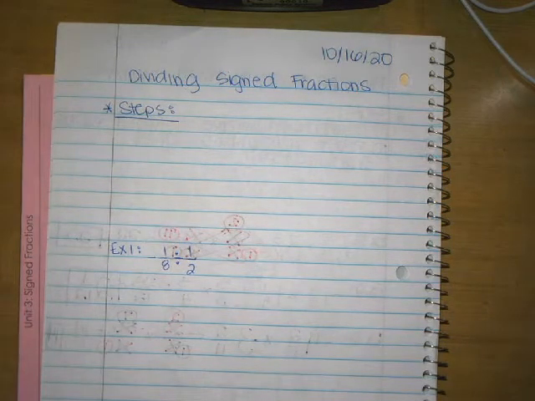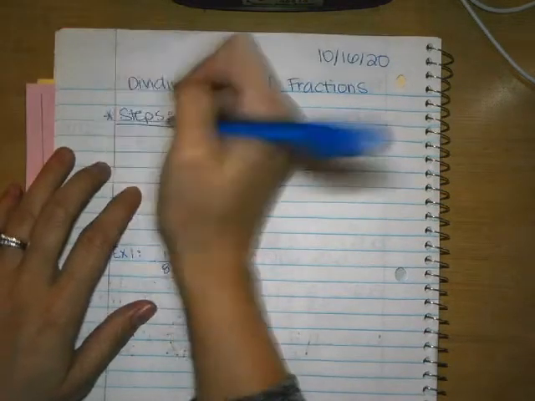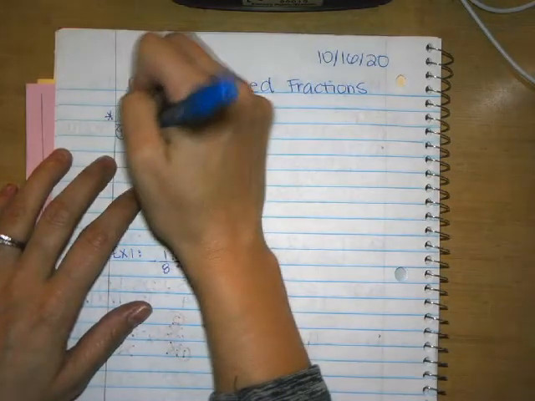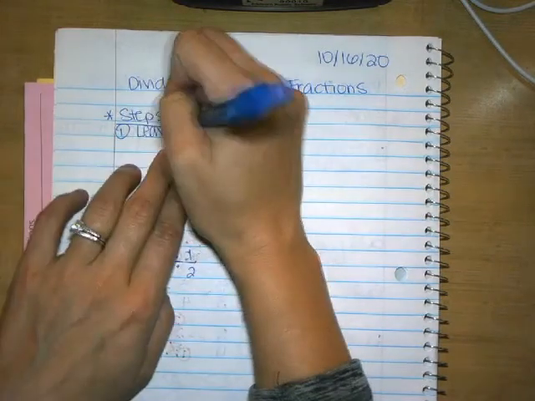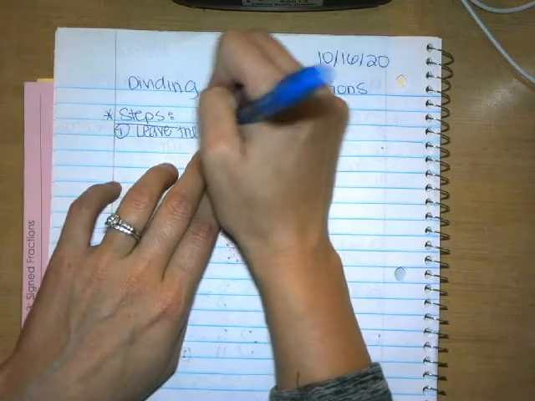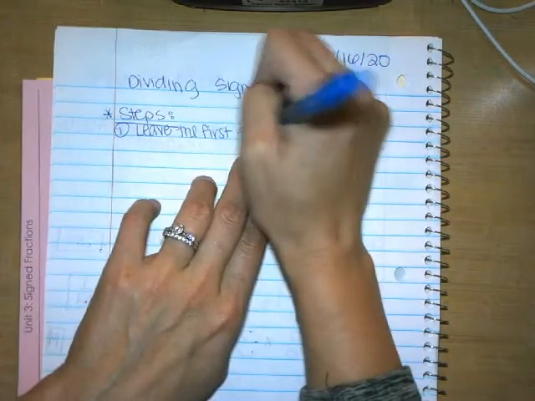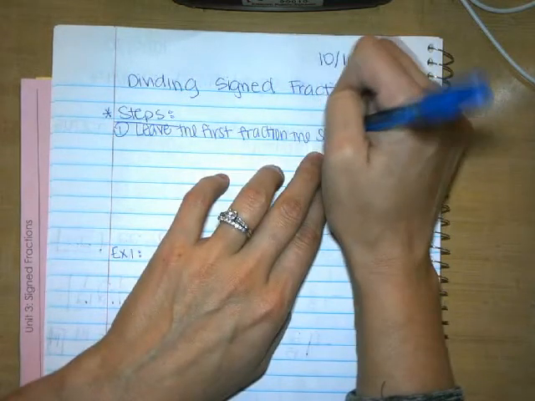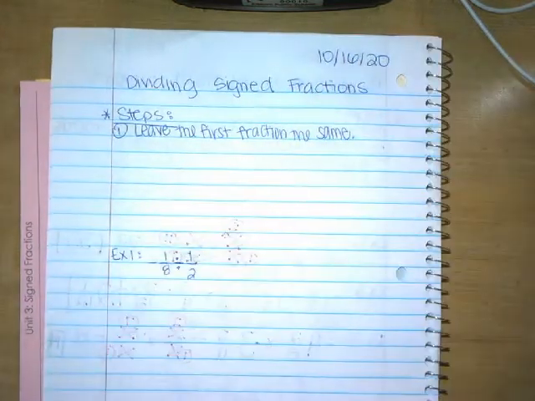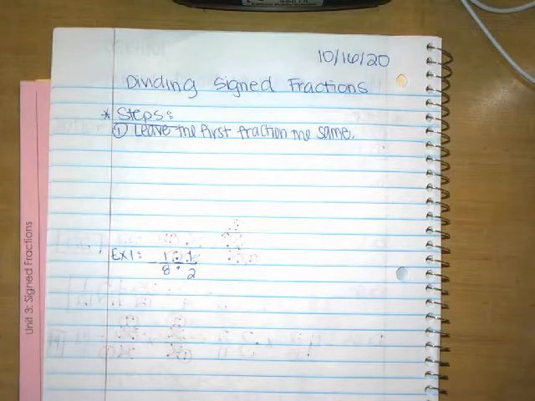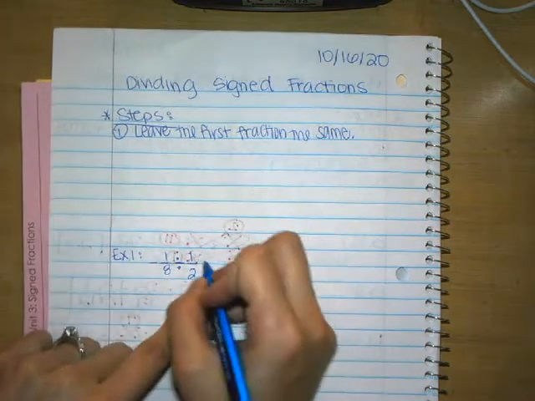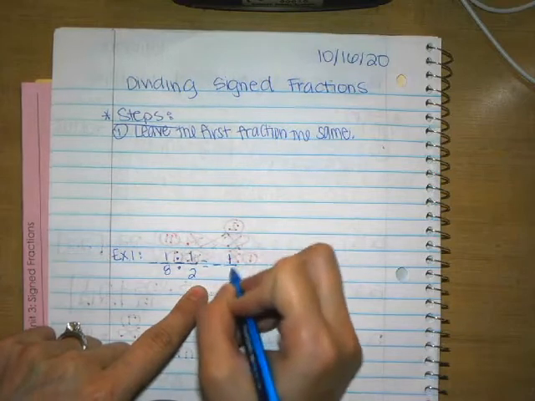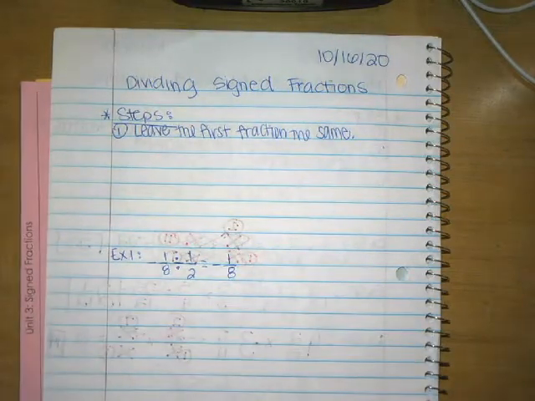Close. Not leave, change, opposite. Leave, change, flip. So our first step, you are going to leave the first fraction the same. That's that leave part. So the negative 1/8 stays a negative 1/8. We don't change that.